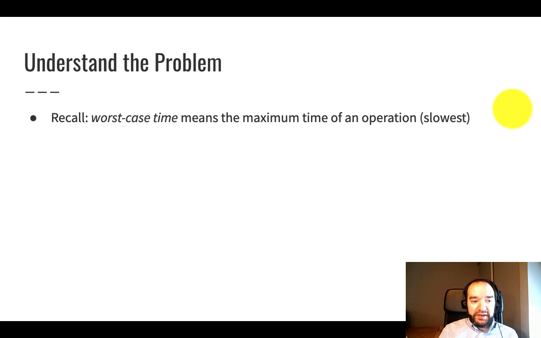Remember that we've already talked about worst case time. Worst case time means the maximum amount of time an operation could take. In other words, the slowest it could ever be. And that's usually a fair measure. I argued in that video that this is a good way to go.